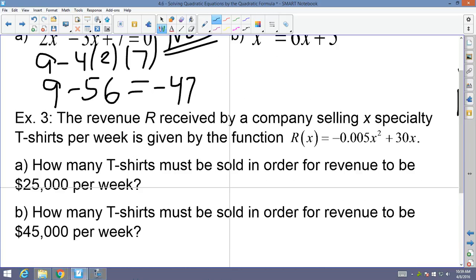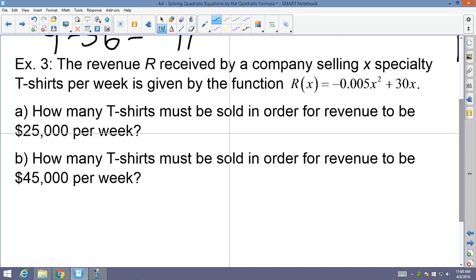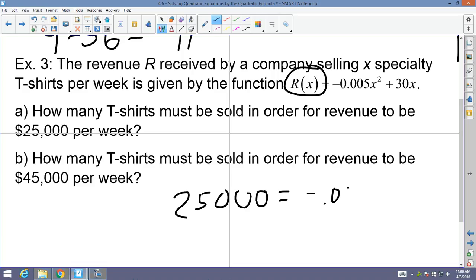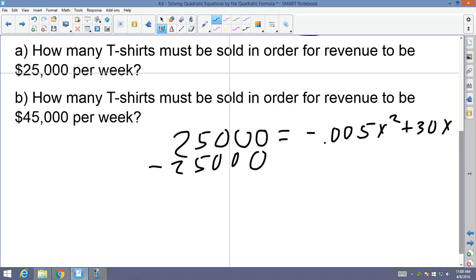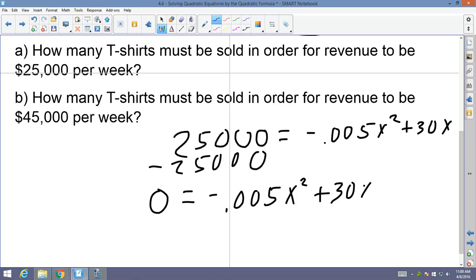Now, this last example here, it's a word problem. I gave you the function, and I want to find out how many t-shirts must be sold in order for the revenue to be $25,000 this week. Where do you think I would plug in that $25,000? Where the R(x) is. So it would be 25,000 equals negative 0.005 x squared plus 30x. And then I would subtract my 25,000 from both sides. And then I'm going to have 0 equals negative 0.005 x squared plus 30x minus 25,000. And then I plug into my quadratic formula, and I solve. You're going to need a calculator for this. In this kind of situation, you do not leave your answer in radical because it's a word problem and I need a real value.